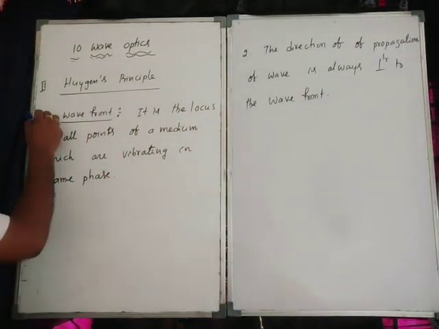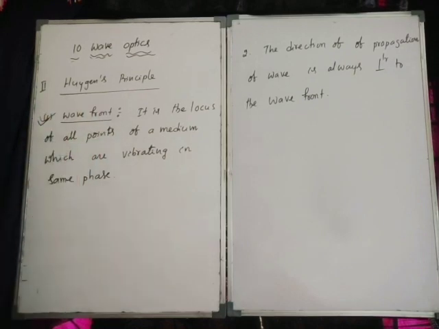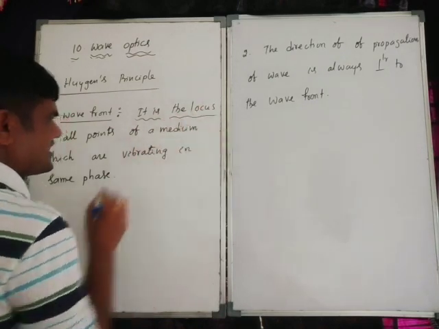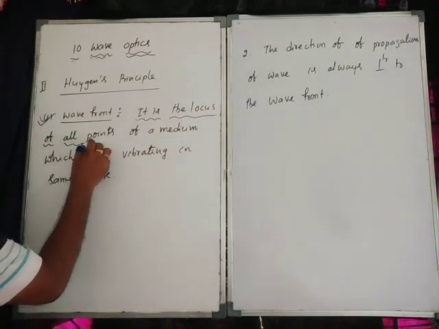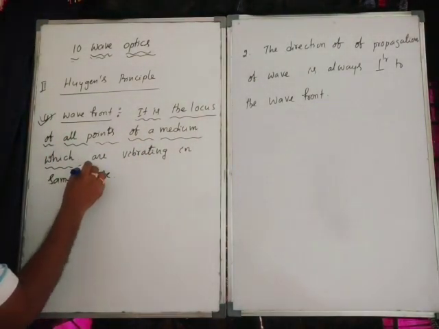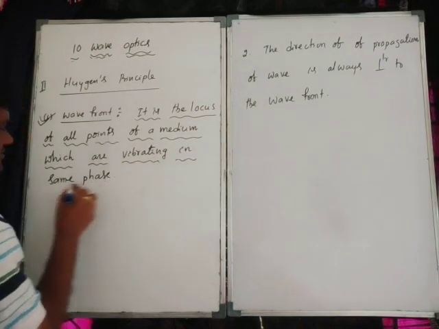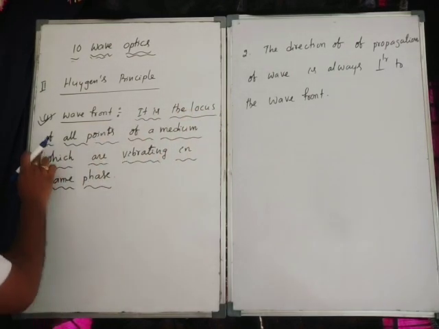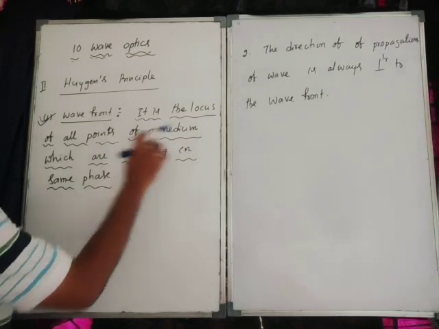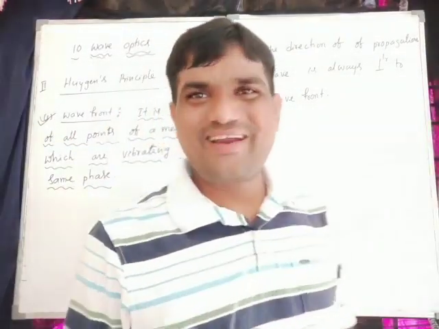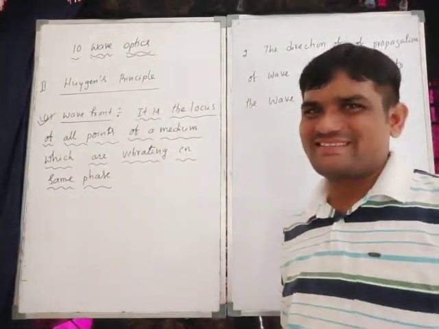Right. First one, what is that? Wavefront. What is a wavefront? A wavefront is the locus of all points of a medium which are vibrating in the same phase. Which are vibrating in the same phase. Sir, what is the meaning of that, sir? Right, I will give you.